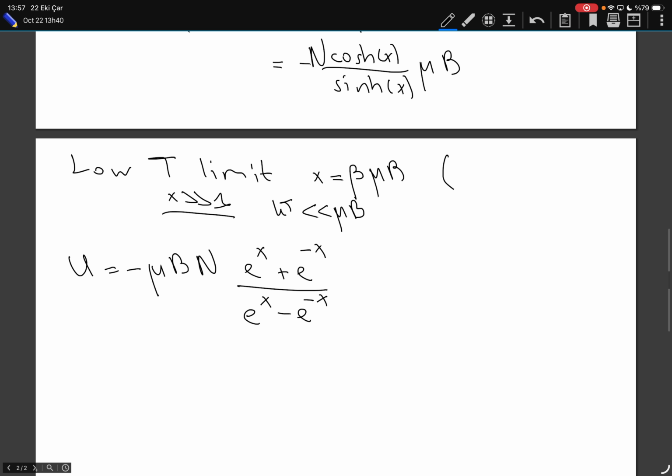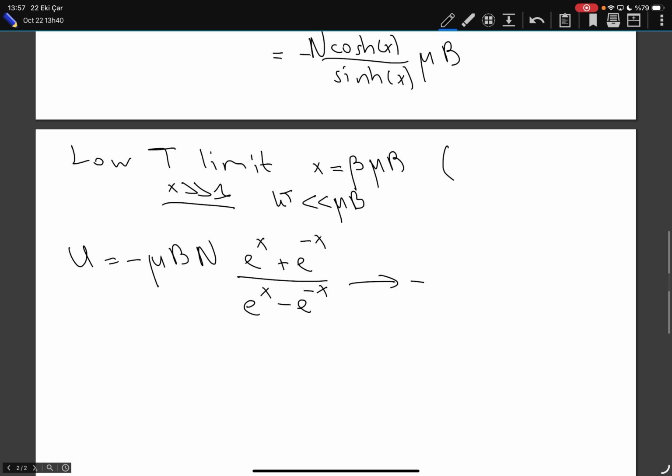So the first term, both in the numerator and denominator, dominates. The second terms are negligible. So this just becomes minus n mu times b, as we expect at the low temperature limit. All the magnetic dipoles are aligned with the magnetic field. Each one has an energy minus mu b, and so the overall energy is minus mu b times n.